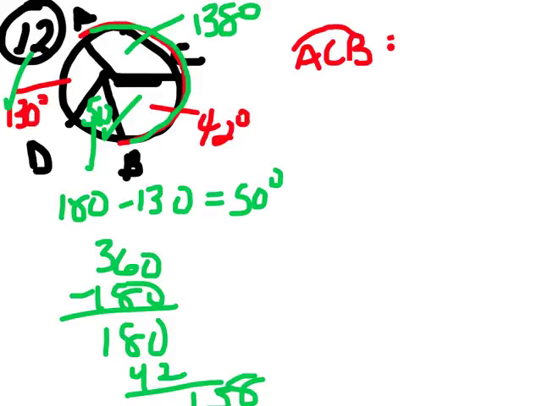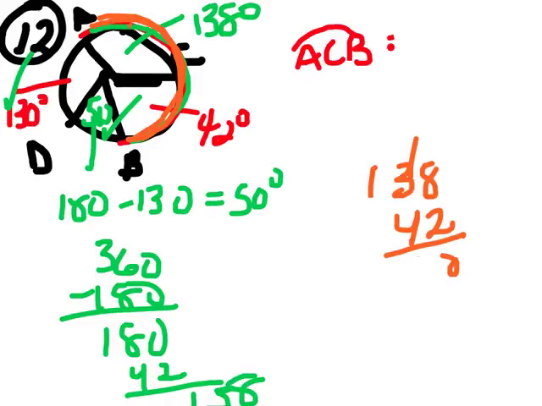So now I got to see what the angle measures are for this ACB that I'm drawing in orange here. If I add up those central angles, that's 138 and 42. Why isn't it writing? Here we go. 138 and 42. 180, okay. So that gives me 180.